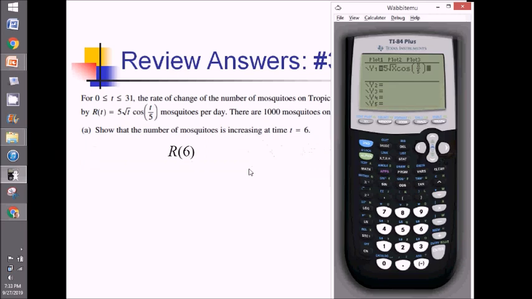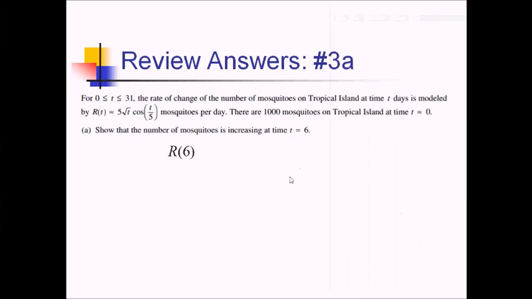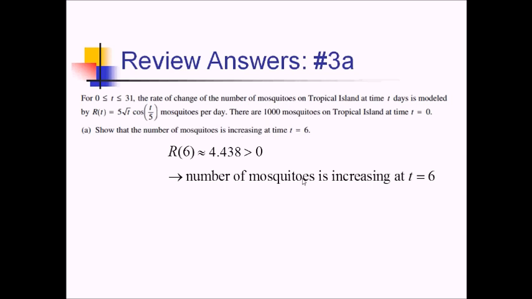So going back to my calculator, let me quit out of my y equals. And now to plug into that function, I'm just going to do alpha trace y1, open a parentheses and put 6 in there. This is just doing r of 6 on the calculator. This comes out to 4.438 and some change. Now significantly, this is a positive number. Since the rate of change of mosquitoes is positive, that means the number of mosquitoes is increasing at time 6.